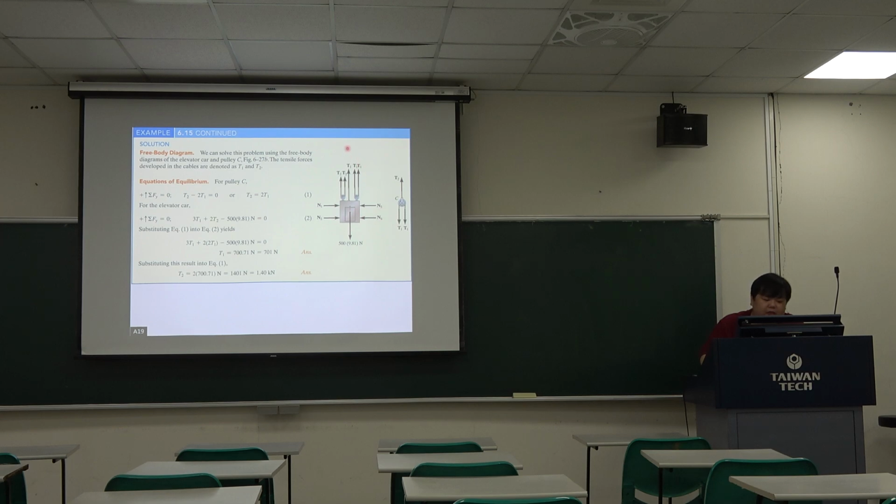We just use the y direction force. So we do the summation Fy equals 0. So 3T1 plus 2T2 minus this weight is equal to 0. Okay, then we can get this equation. Then use this relationship and put it into this equation. Then we can get T1 is equal to 701 Newton.